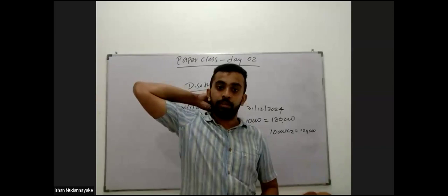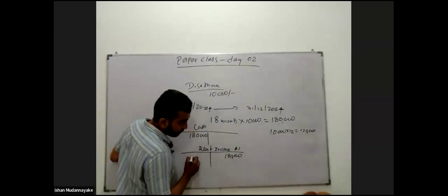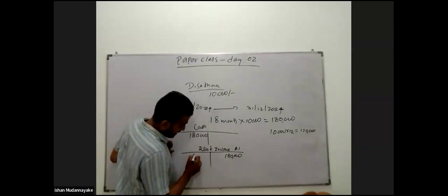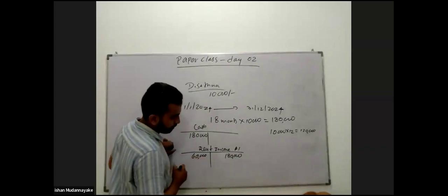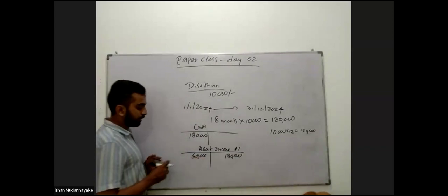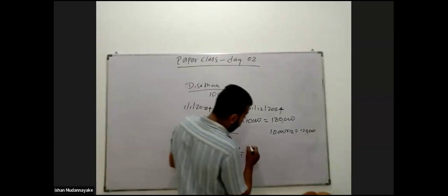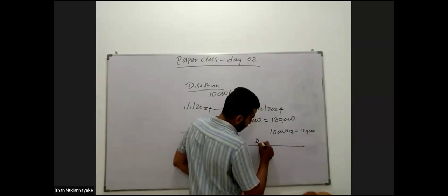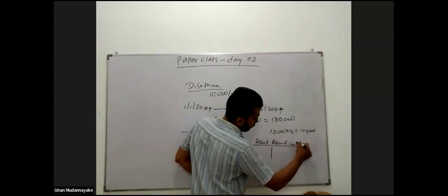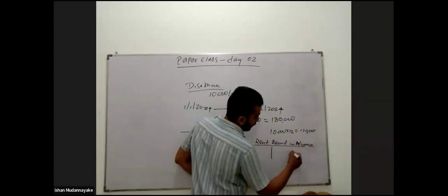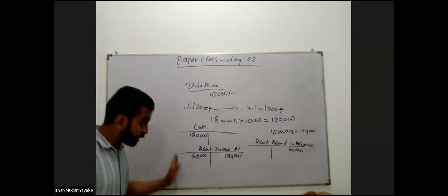Why? Liability. Now, rent income account debit, excess received amount, how much? 60,000. Rent income account debit 60,000, and then rent received in advance account credit 60,000. Now, rent income account debit, rent received in advance account credit.